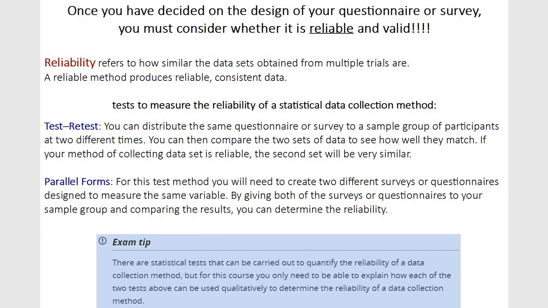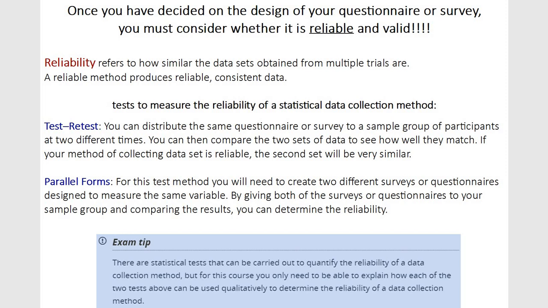Okay, so once you've decided on the design of your questionnaire, you have to consider whether it's reliable and valid. Okay, so first let's talk about reliability. This is basically, if I were to do this trial again, would I get these results? Okay. How likely are my results to happen over and over again?